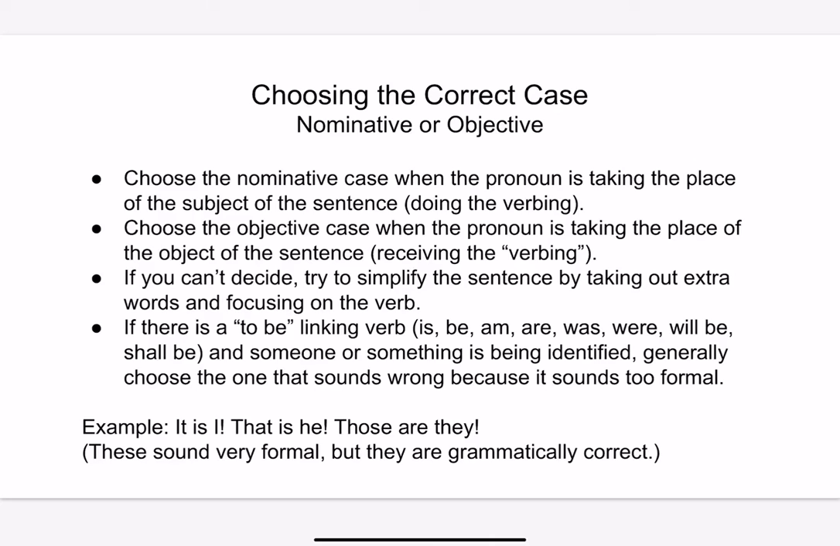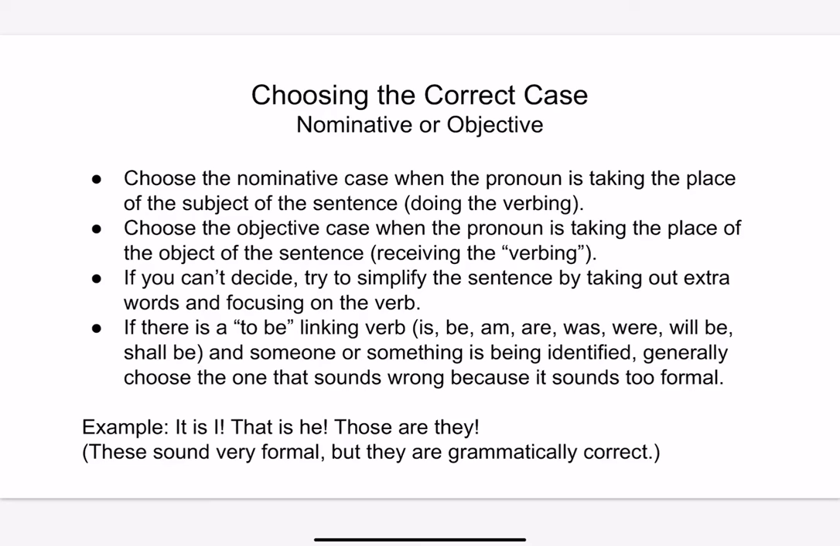So if it's taking the place of a person's name and she's doing the action in the sentence, then you put she. But if it's taking the place of her name and she's receiving the action, then you put her. Choose the objective case when it's receiving the action. Choose the nominative case when it's doing the action. And if you can't decide, try to simplify by taking out extra words and just focusing on the verb.